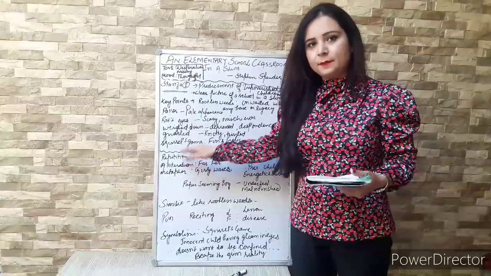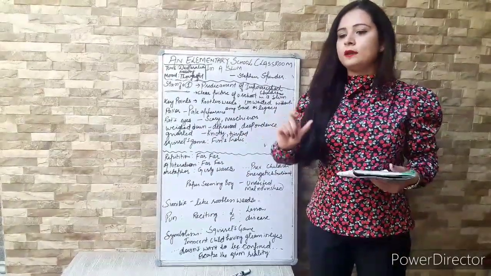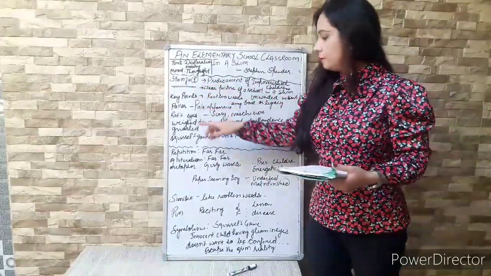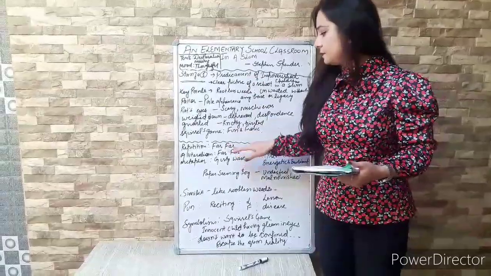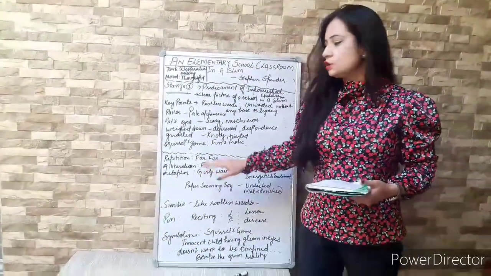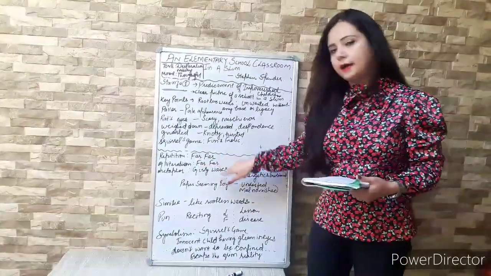Now let's come to the poetic devices. First is repetition. Repetition is a device which means when a particular word is repeated. So here the word far is repeated, right? And alliteration is the repetition of the consonant sound. So here consonant sound f is repeated in far again.